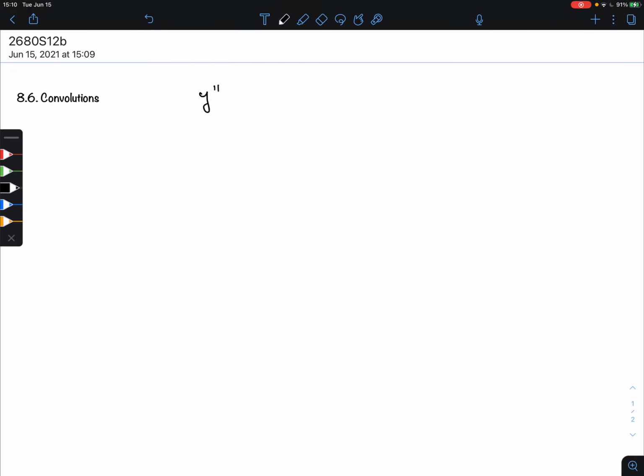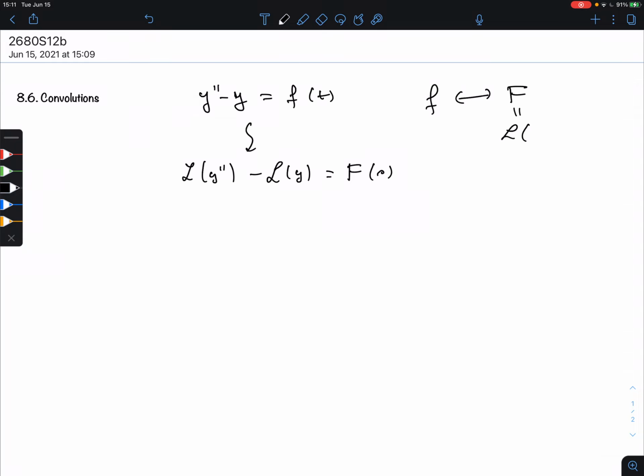Suppose we have y double prime minus y equals, well, let me call it just f(t), some forcing function. So how would we solve this? Well, with Laplace. If we use the Laplace transforms, we take the Laplace transform of that and of that. Let's call that F(s). So this is the Laplace transform of little f, capital F, okay?